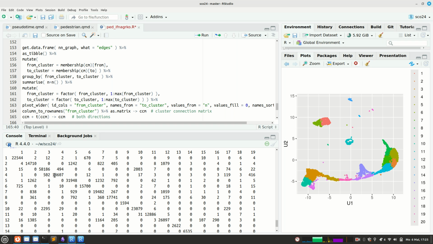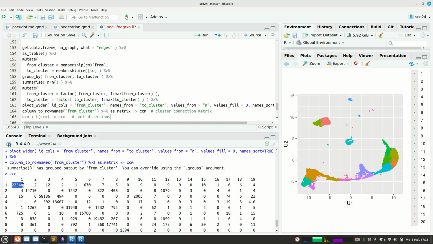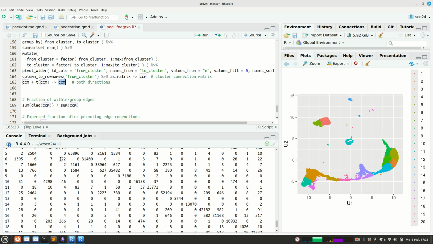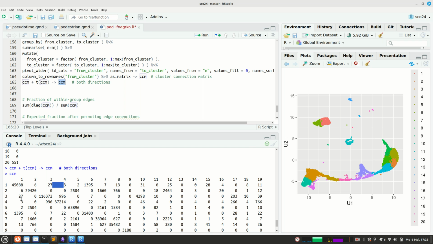Of course, every edge appears either on one side of the diagonal or on the other side. Here are the connections from 1 to 3, and here are the connections from 3 to 1. But of course, I want both connections. So I add the transpose, and now I get a symmetric matrix. In the symmetric matrix, I have the same value on top and bottom. So each edge now appears twice, once on the top and once at the bottom.